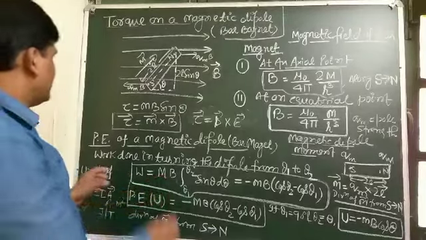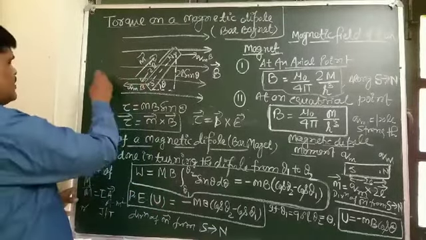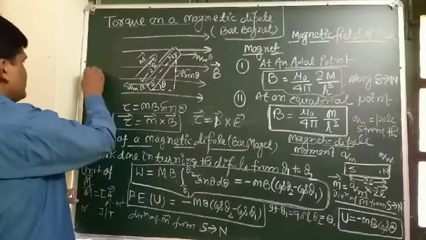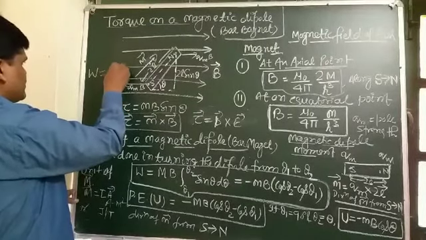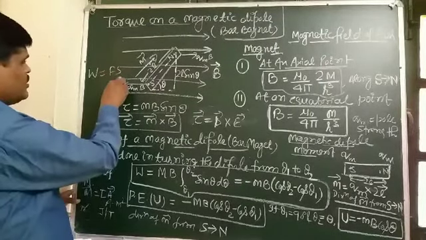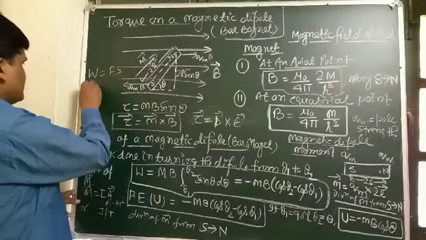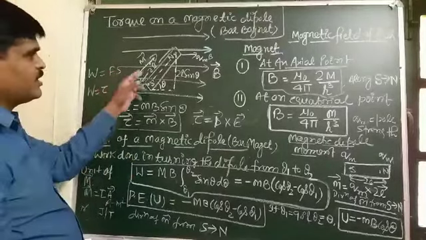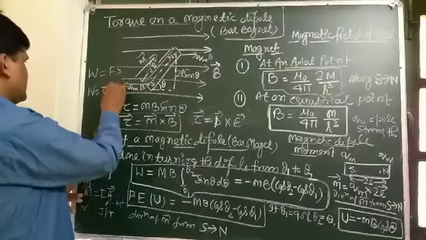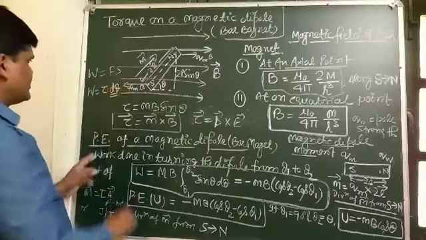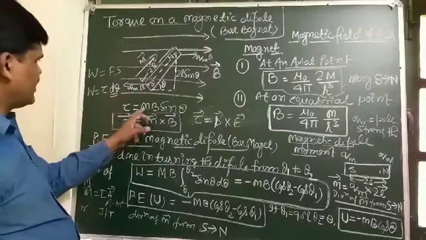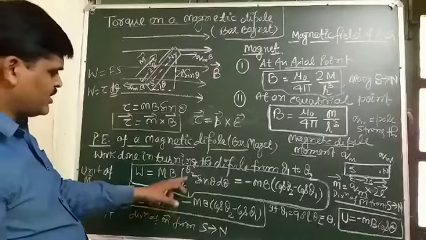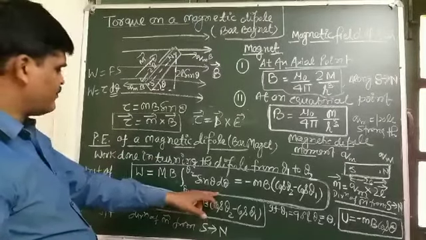through a small angle in rotational motion. You know that in linear motion W is equal to F s, but in rotational motion, in place of force we use torque, and in place of linear distance we use angular displacement. And tau is M B sin theta, times d theta, and then integrate from theta 1 to theta 2 of sin theta.